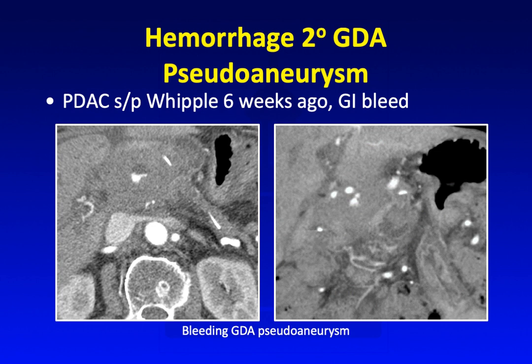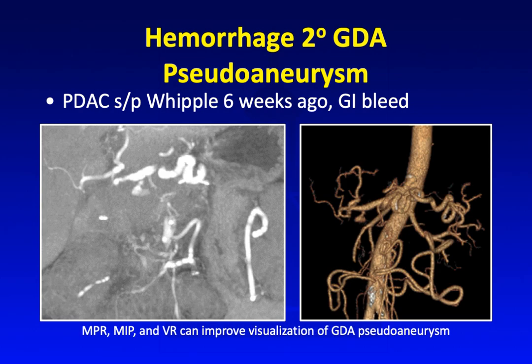And this is a different patient who had a Whipple 6 weeks ago who comes in with intermittent GI bleed. You can see that this is the pancreatic remnant, this is the afferent jejunal loop, and there is this abnormal contrast collection there, and it's surrounded by a hematoma. You can also see that abnormal contrast collection on the coronal view, and this is due to a GDA pseudoaneurysm. Sometimes these pseudoaneurysms can be rather subtle on the source images, and these 3D reconstructions can help.